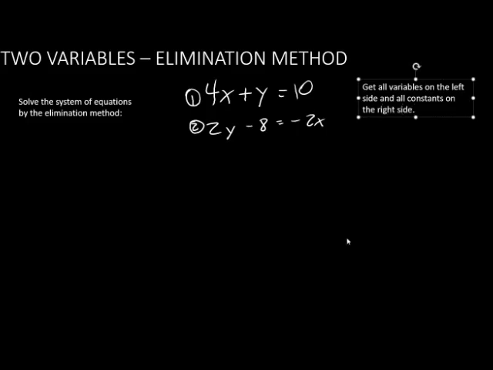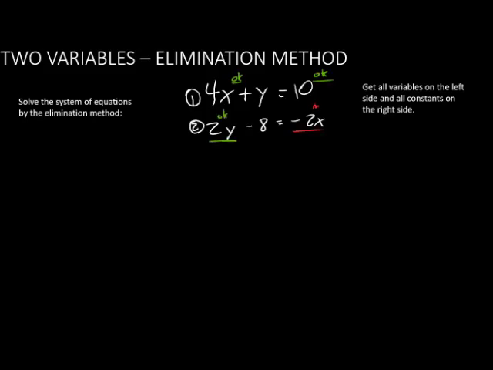Let's look at our system and make sure that that's the case. For line 1, we have 4x and y on the left and a 10 on the right. That means all of our variables are on the left and we have only constants on the right. So line 1 is okay as is. We'll need to make an edit to line 2, however, because we notice that we have 2y on the left but 2x on the right.